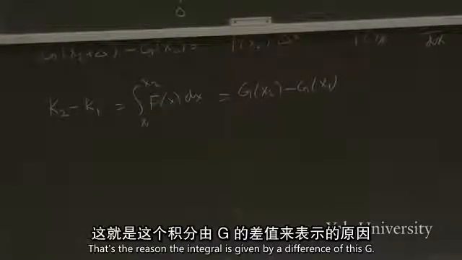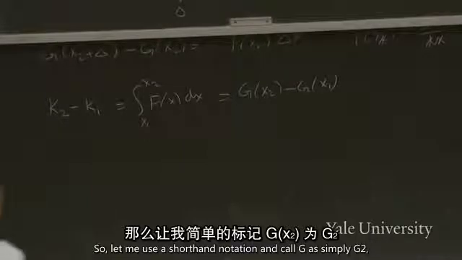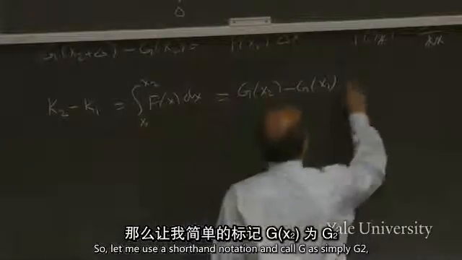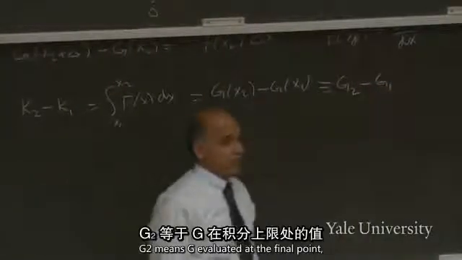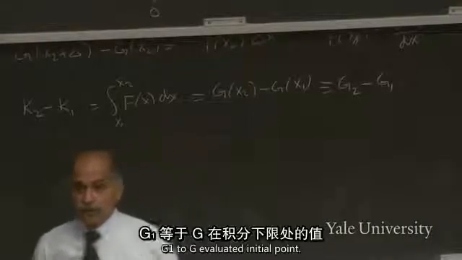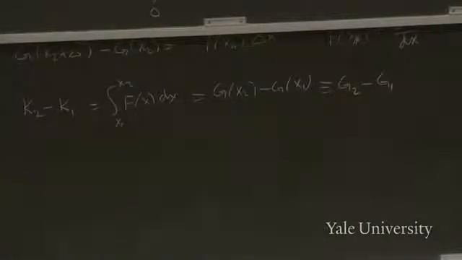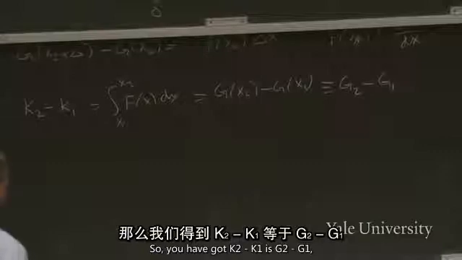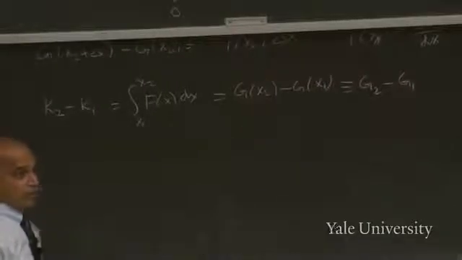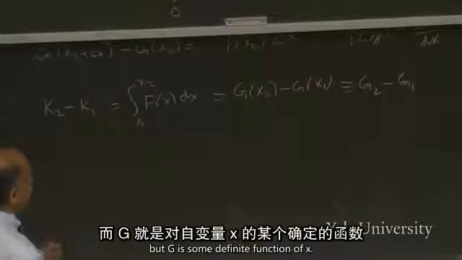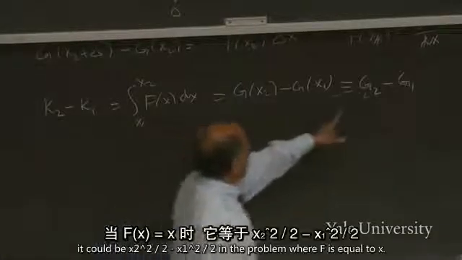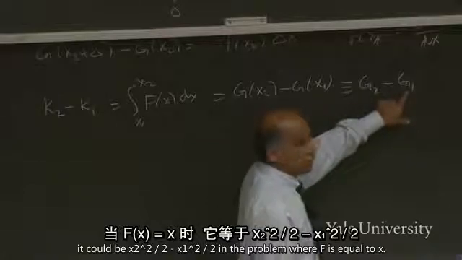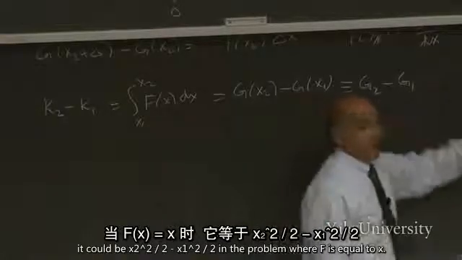So that's the reason the integral is given by a difference of this g. Let me use a shorthand notation and call g of x2 simply g2, and g of x1 is g1. You should understand, g2 means g evaluated at the final point, g1 is g evaluated at the initial point. So you have k2 minus k1 is g2 minus g1. But g is some definite function of x. You've got to understand that. For example, it could be x2 squared over 2 minus x1 squared over 2 in the problem where f is equal to x.